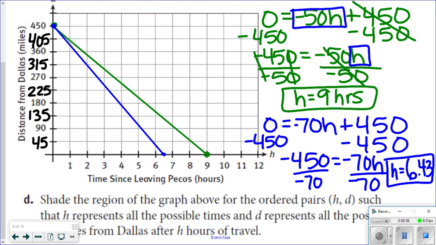Letter D says to shade the region of the graph above for the ordered pairs h, comma, d, so that means hours, comma, miles, such that h represents all the possible times, d represents all the possible distances from Dallas. So remember yesterday, where did we shade? We're going to shade in the middle of these two lines. So fill that in with your pencil. This is our common shaded region or our solution region.